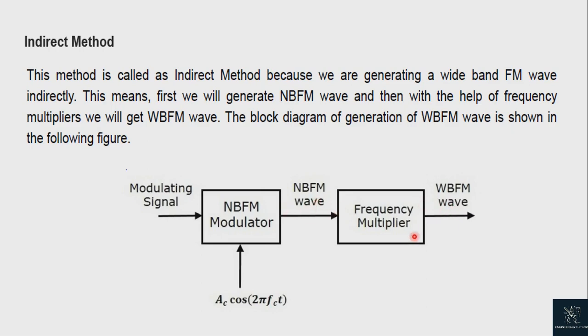If a narrowband FM wave whose modulation index beta is less than 1 is applied as the input of the frequency multiplier, then the frequency multiplier produces an output signal whose modulation index is n times beta, and the frequency is also n times the frequency of the narrowband FM wave. Sometimes we may require multiple stages of frequency multipliers and mixers in order to increase the frequency deviation and modulation index of the FM wave. Now, detection of wideband FM.